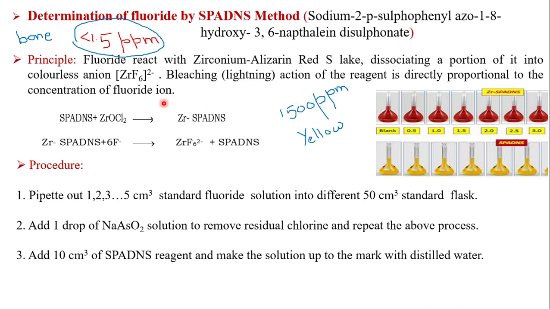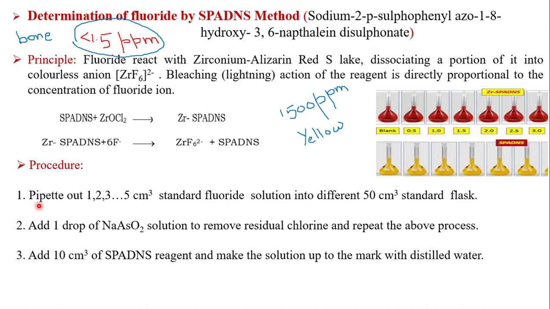The meaning of this is, look at this picture. All these are acidified ZR-SPADNS reagents. How exactly it is prepared: SPADNS is a separate reagent, and ZrOCl2, zirconyl chloride, is a separate reagent. These two are mixed in a specific quantity and concentrated HCl is added to this. SPADNS is reagent 1, zirconyl chloride is reagent 2. When these two are added with a known quantity of concentrated HCl, that is called acidified ZR-SPADNS.